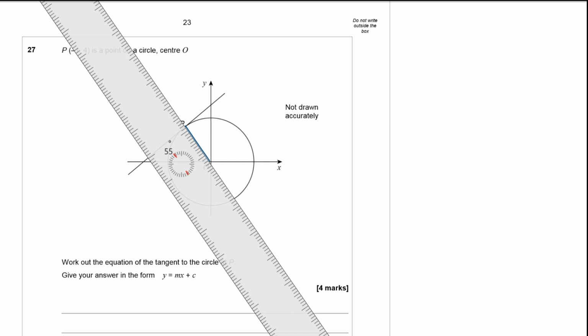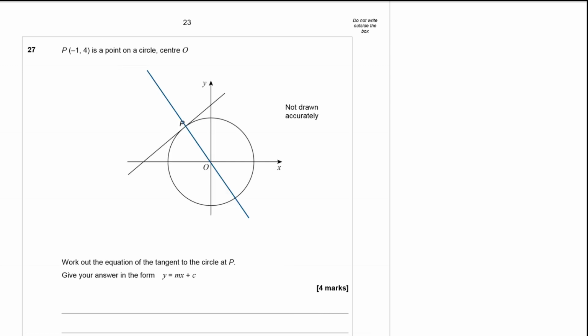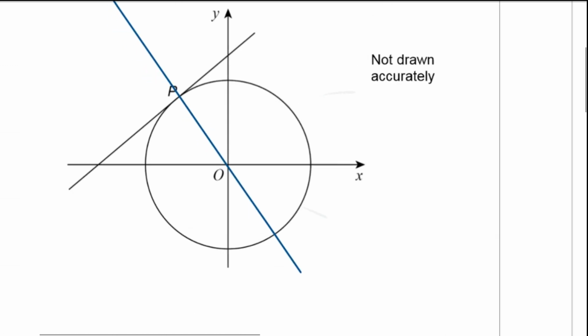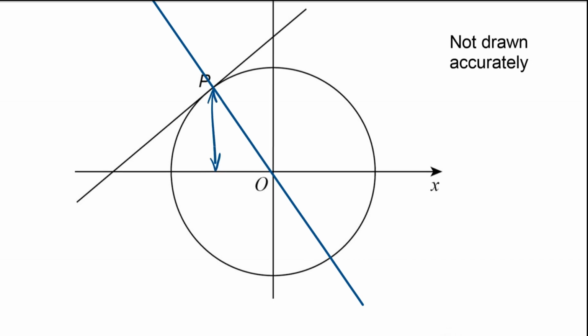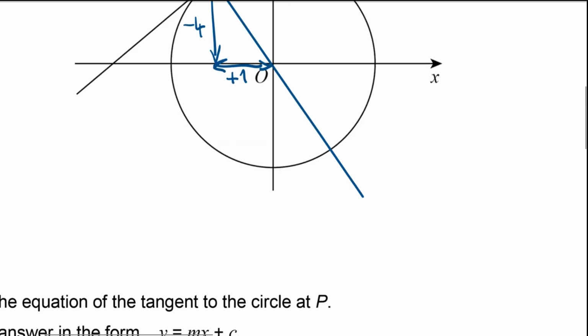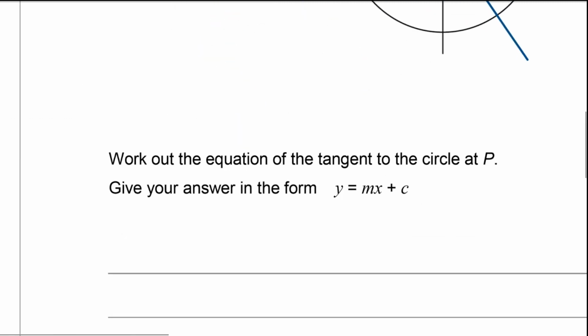So I've done that. Now I need to calculate the gradient of this line. So the change in y is -4, because I've gone down 4, going left to right. And then I've gained 1 on the x values, because I've gone from left to right by 1. So as you may remember, the equation for gradient is the change in y over the change in x.